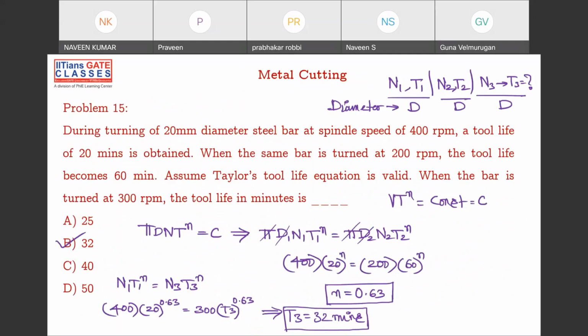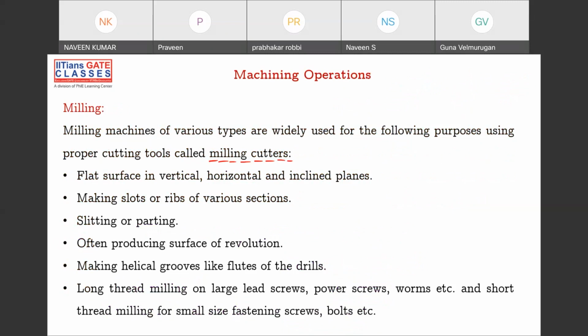We started something on the ASA system and ORS system. Then we went on to see the cutting velocities, then cutting forces, then temperature, where the heat generation is, then tool wear, what the parameters are, tool life. All the things we have discussed are about the single point cutting tool, and that's the end of metal cutting for single point. Now we are entering into machining operations.